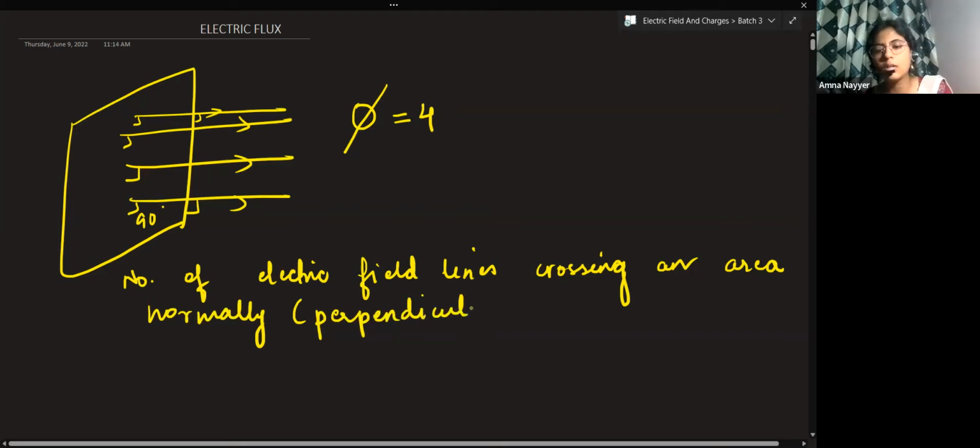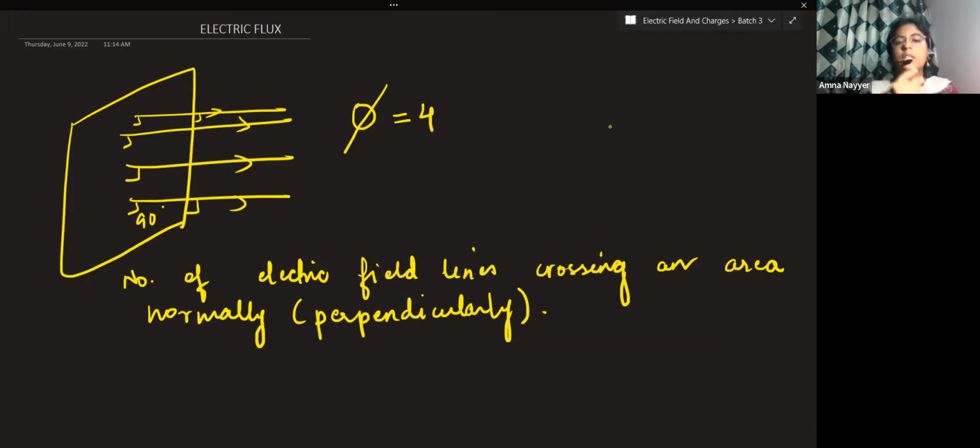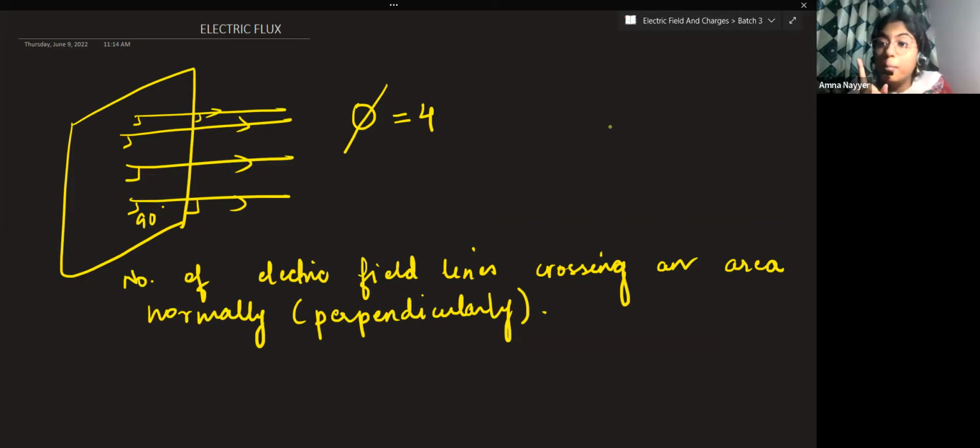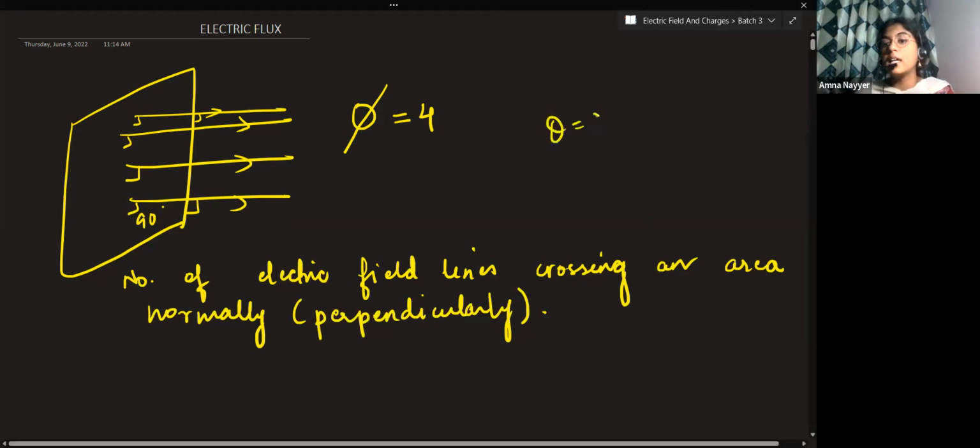So it is crossing it perpendicularly. So, number of field lines, just count the number of field lines. But the condition is that it has to be normal. If your angle is 90 degree, then only you consider it under the calculation of electric flux.